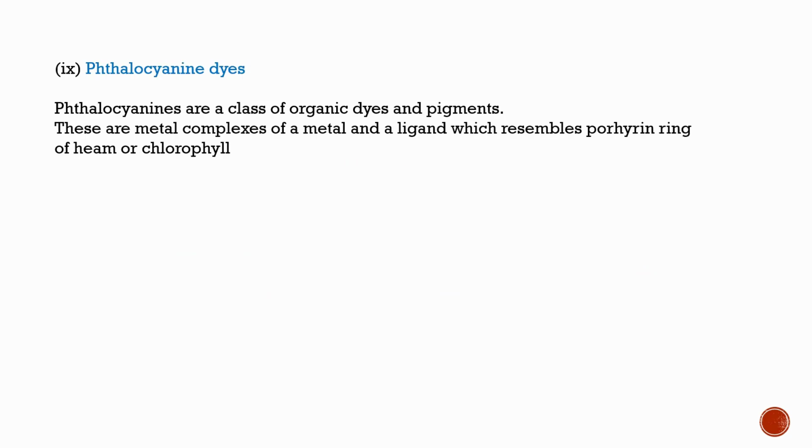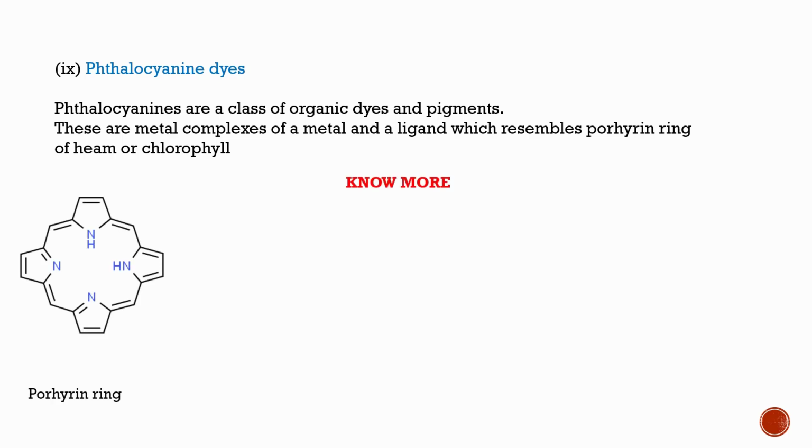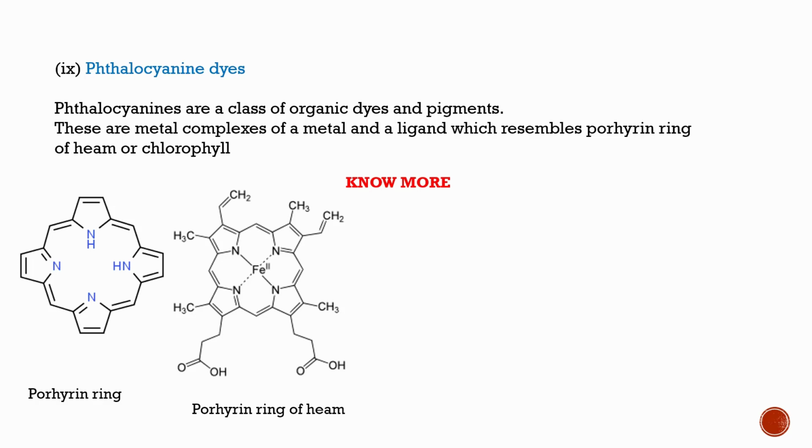Next is phthalocyanine dyes. Phthalocyanines are a class of organic dyes and pigments. These are metal complexes of a metal with a ligand which resembles the porphyrin ring of heme or chlorophyll. So heme or chlorophyll contains a ring which is called the porphyrin ring, which looks like this. This is the porphyrin ring. And in heme, these nitrogens are coordinated to iron. In chlorophyll, the nitrogens are coordinated to magnesium. So you can see the structure of heme, which contains this porphyrin ring as the ligand.